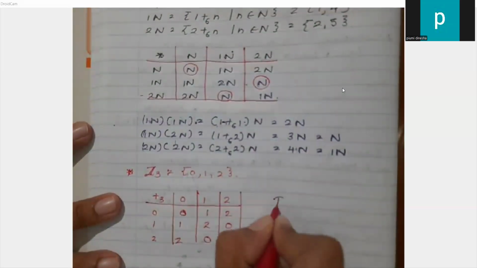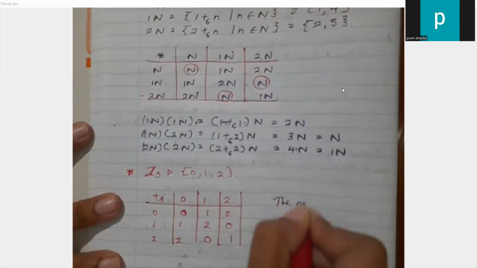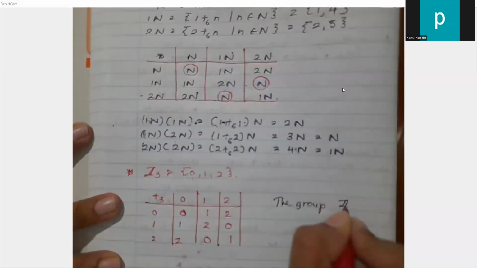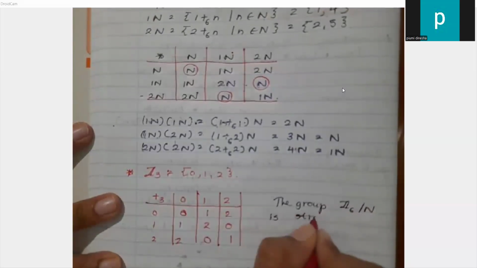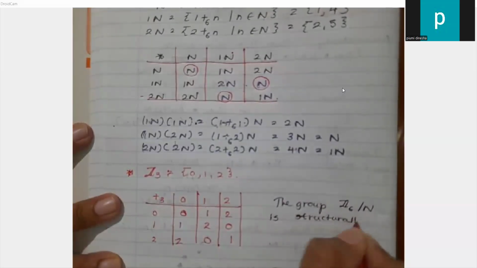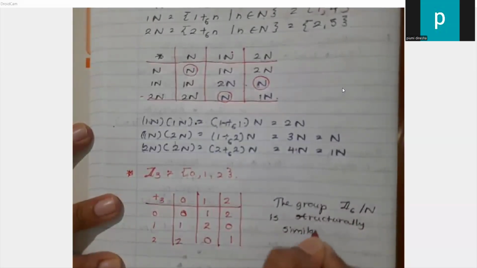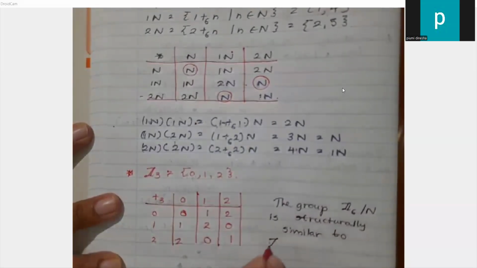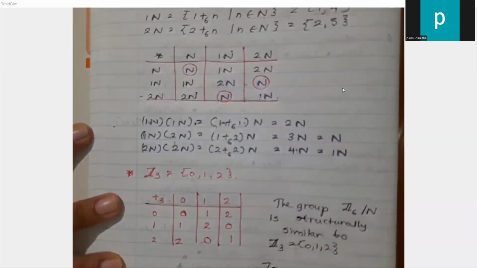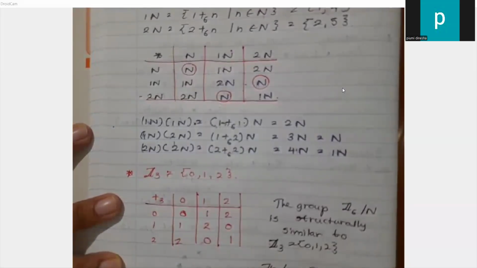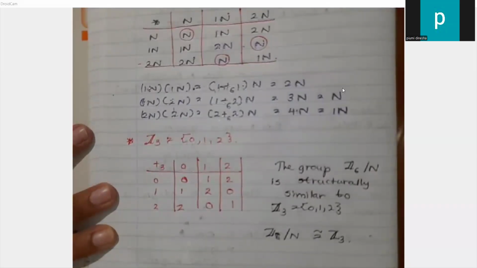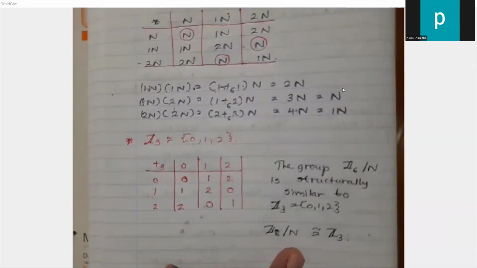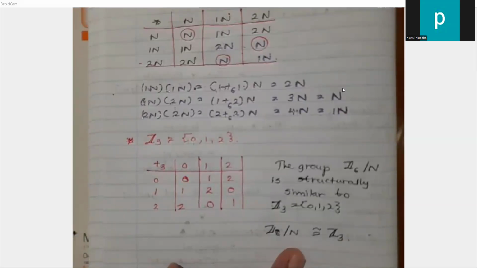Okay, so let me write this. The group Z6 over n is structurally similar to Z3. In other words, Z6 over n is isomorphic to Z3. You can even show this by giving a proper isomorphism. Okay, right. Now let's do another example.